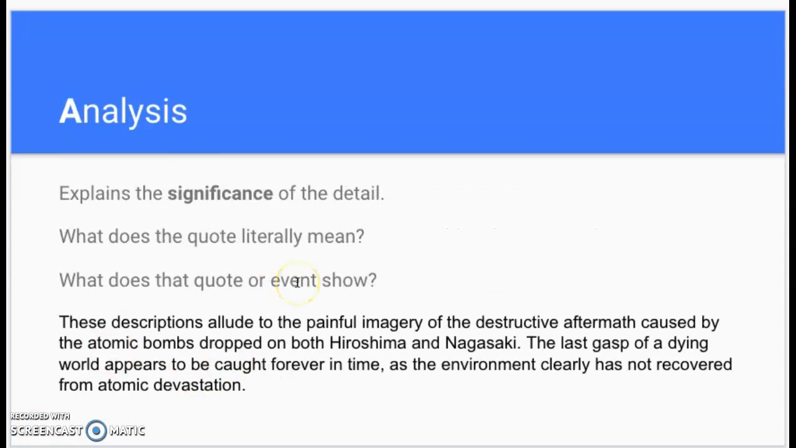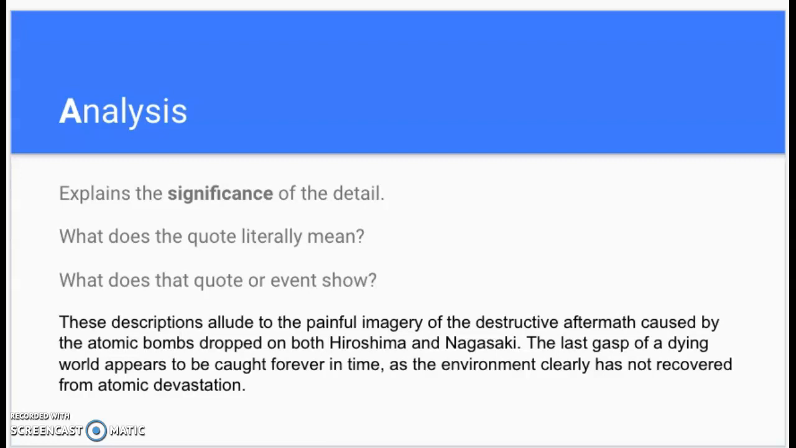I talk about how the imagery McCarthy gives in that direct quote, that detail, looks a lot like the imagery we've seen from the atomic bombs that were dropped in Japan during World War II. That's what makes me, as a reader, think that it's a nuclear holocaust that caused the desolation in this world setting.